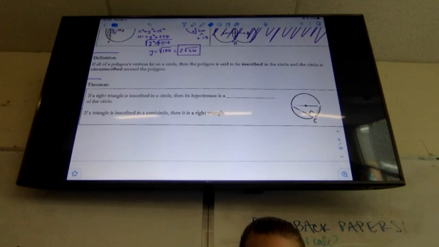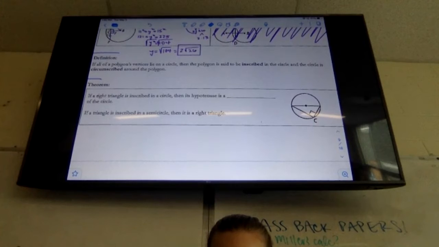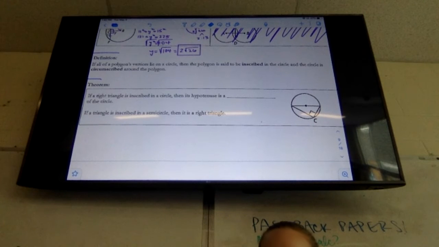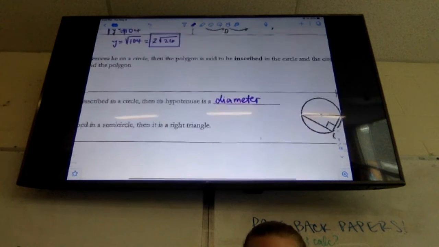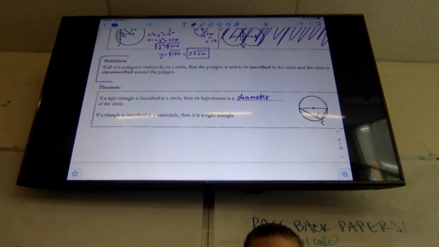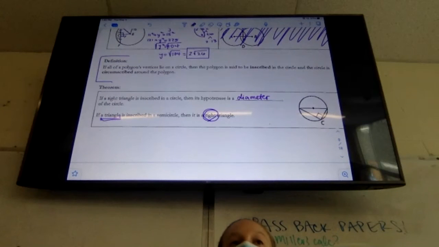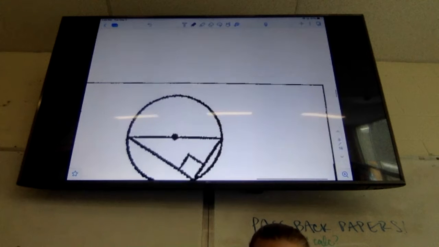Not really relevant. All right, so let's get into this theorem. It says, if a right triangle is inscribed in a circle, then its hypotenuse is the diameter of the circle. If any triangle is inscribed in a semicircle, that means it must be a right triangle. So the only way for a triangle to be inscribed in a semicircle is if it is a right triangle. This only works with right angles.